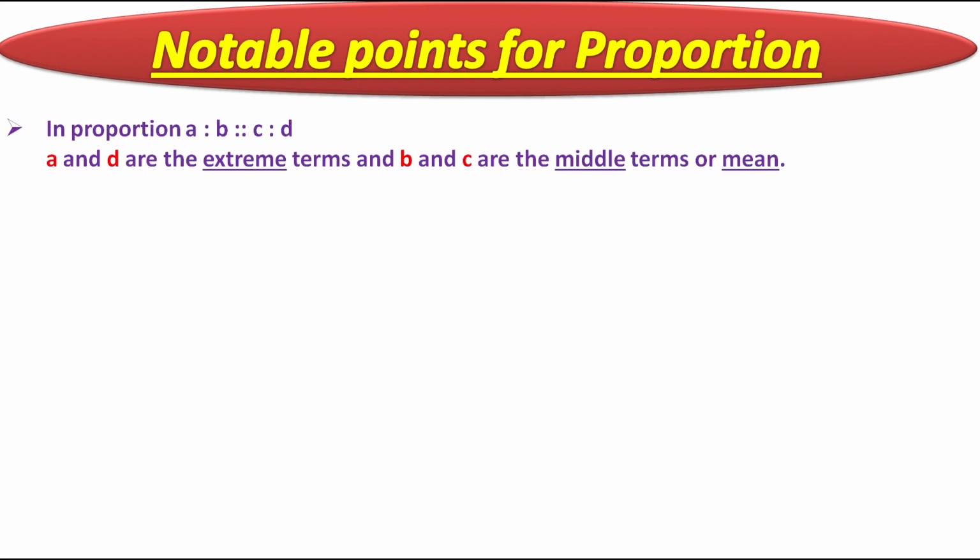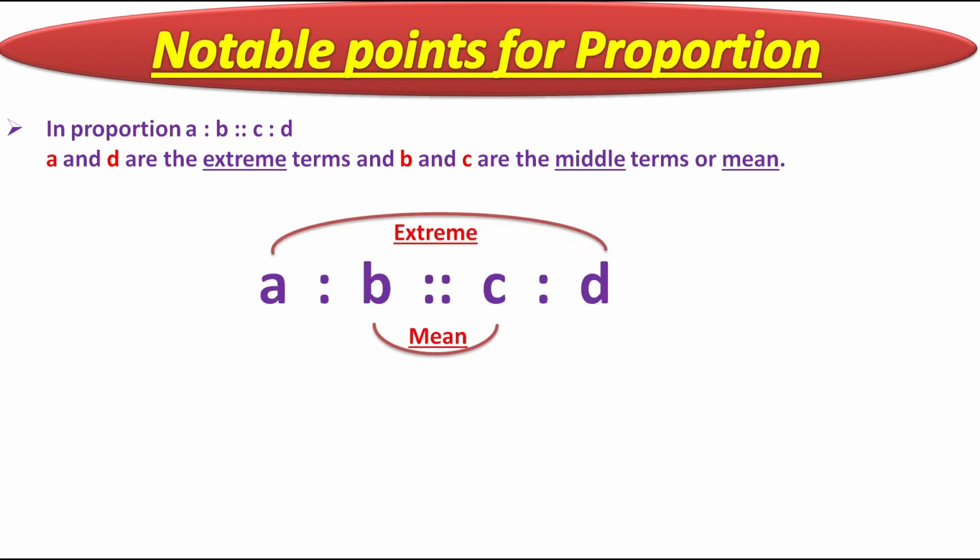Here the first point is, in a proportion A is to B as C is to D. A and D are the extreme terms and B and C are the middle terms, or we can say mean terms. So here these four terms are in proportion, where the first number and the last number, those two terms we call the extreme terms, and the middle terms B and C are called the mean terms.